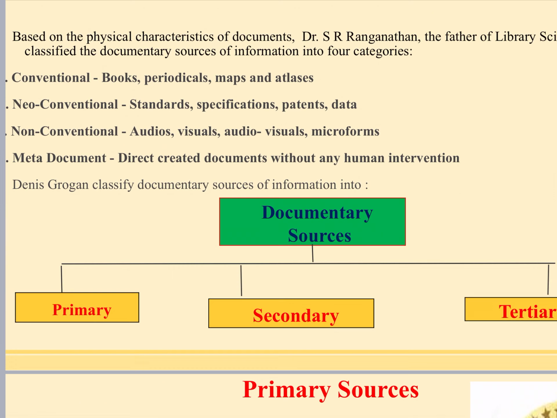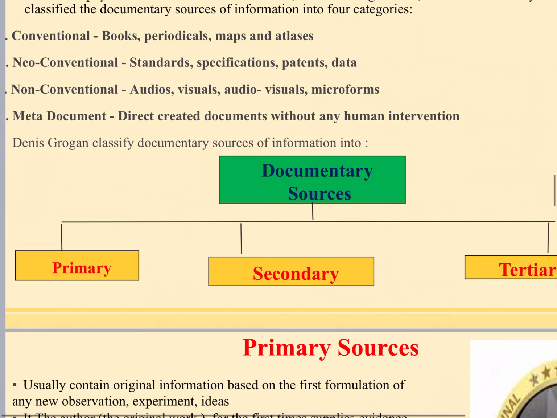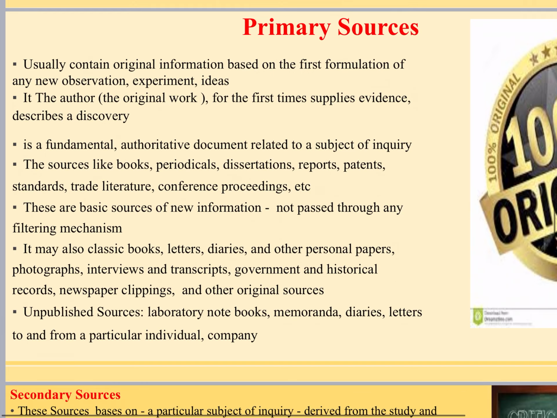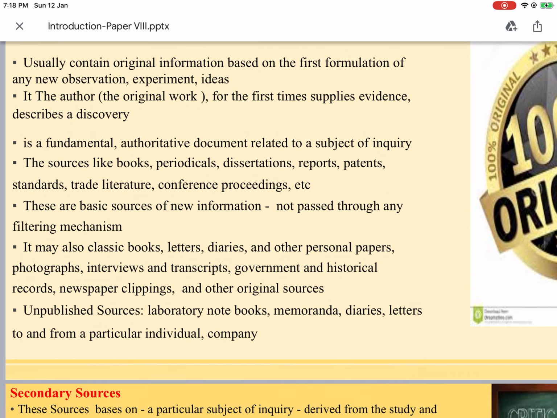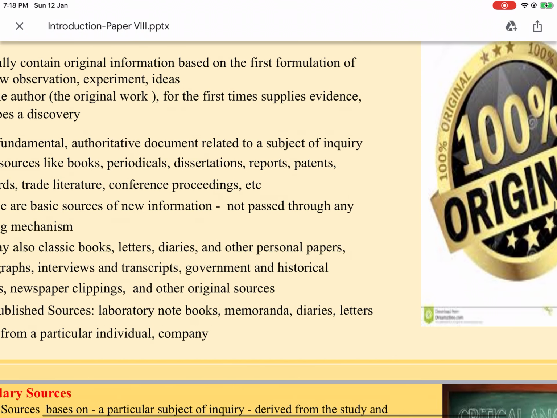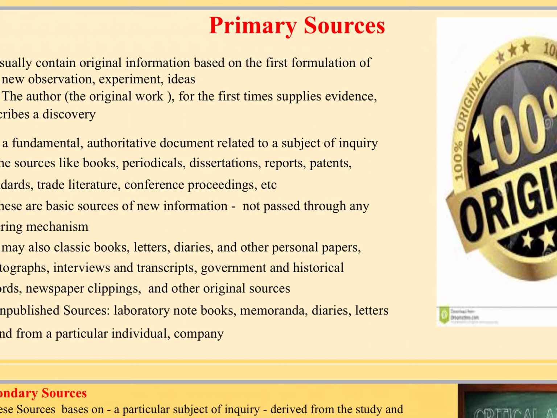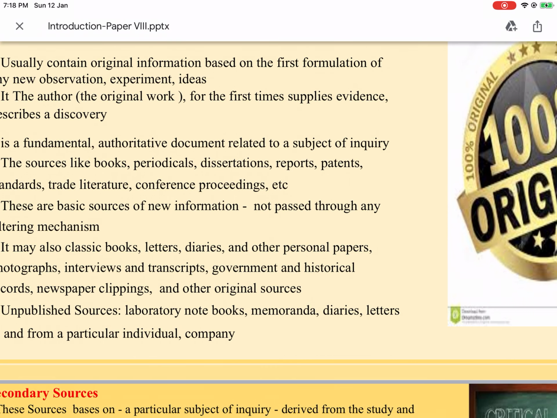Grogan classified documentary sources of information into 3 parts: primary, secondary, and tertiary. Moving on to understand the primary sources. These are the sources which usually exist on their own. They contain original information, 100% original, based on the first formulation of any new observation, experiment, or idea.